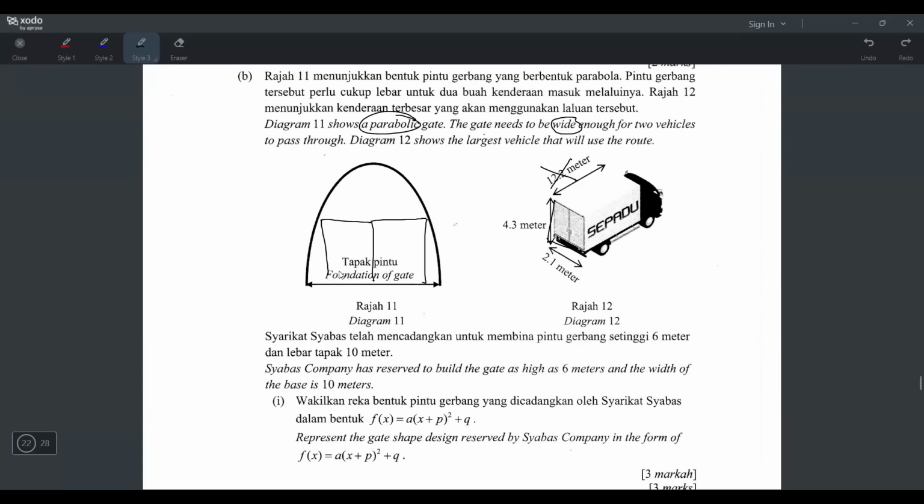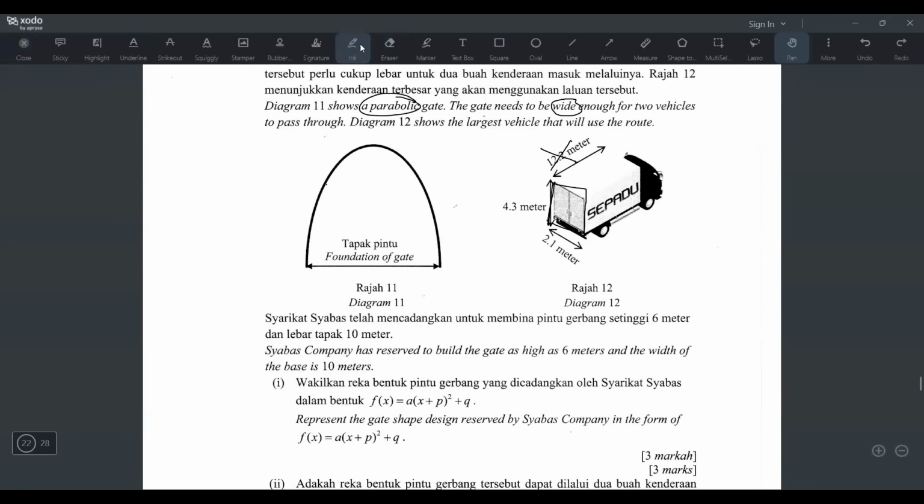Okay. But you have to know something. This vehicle is in the shape of a rectangle. Do you agree? When the lorry goes in, or the vehicle goes in, it will be in the shape of a rectangle, right? Not in a curve shape. Yeah, it will be a rectangle shape. So later we have to form a rectangle inside if you want to know whether it can fit or not. Okay, but it's okay. Let's see what the question says down here.